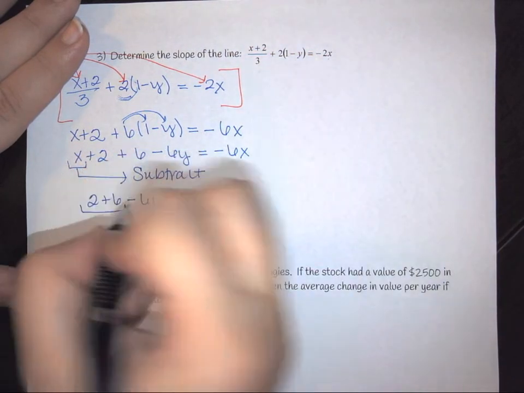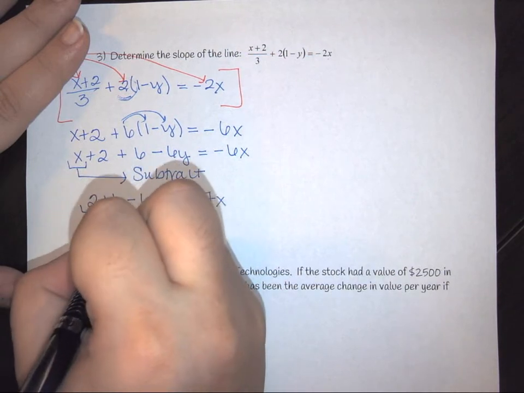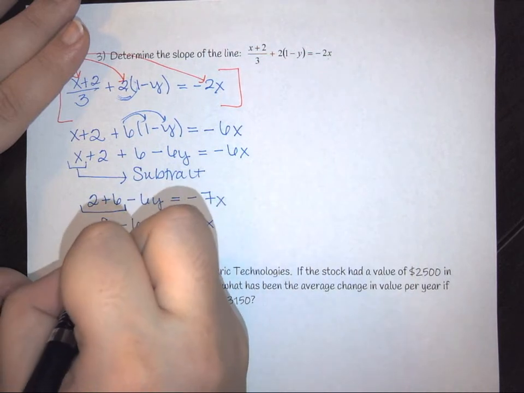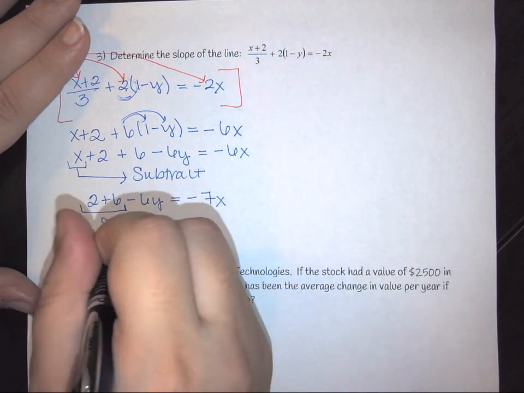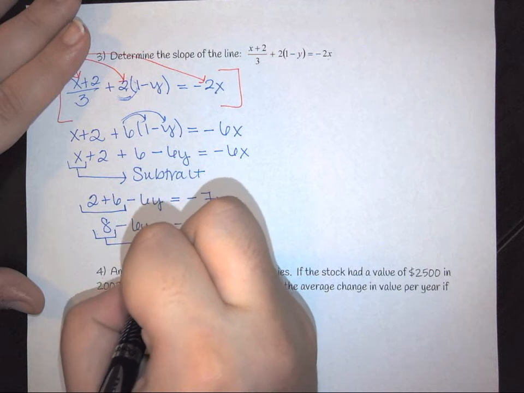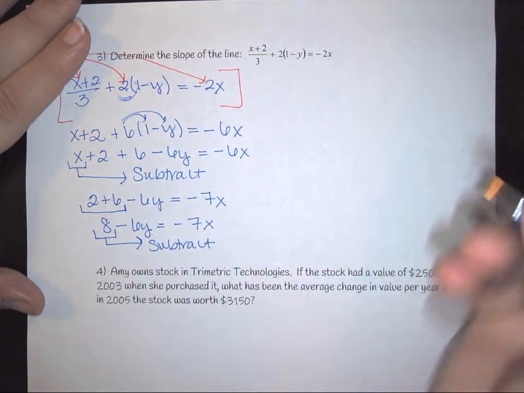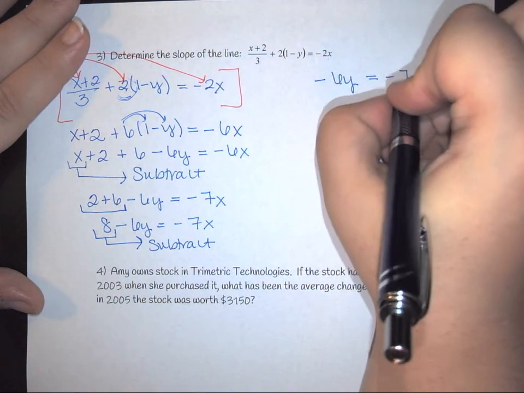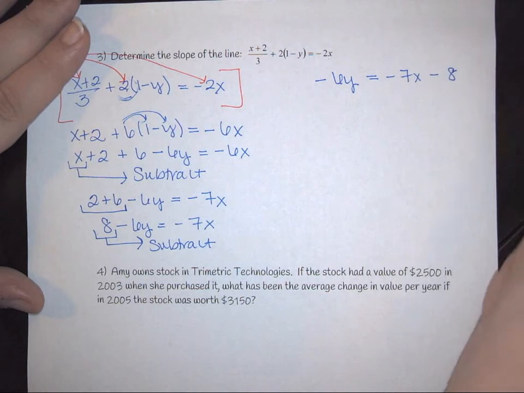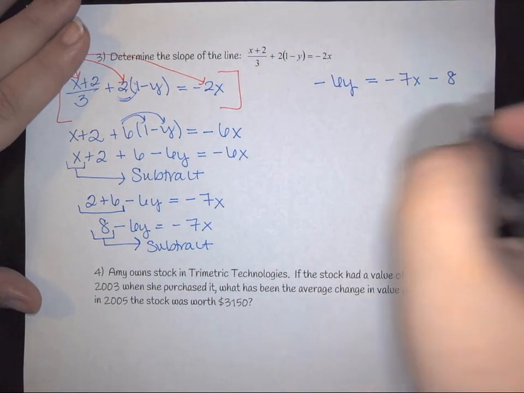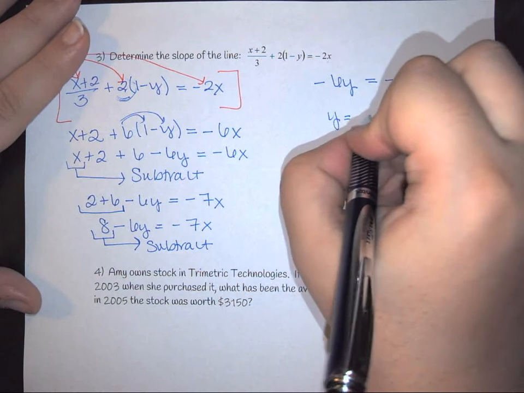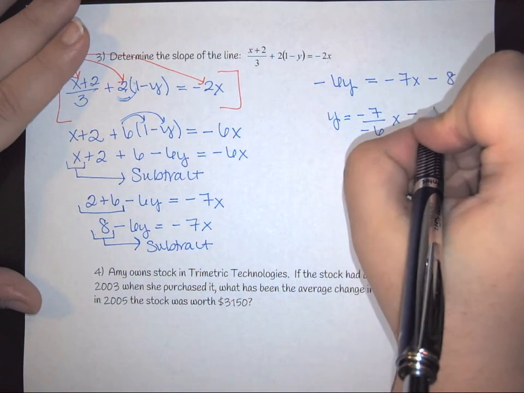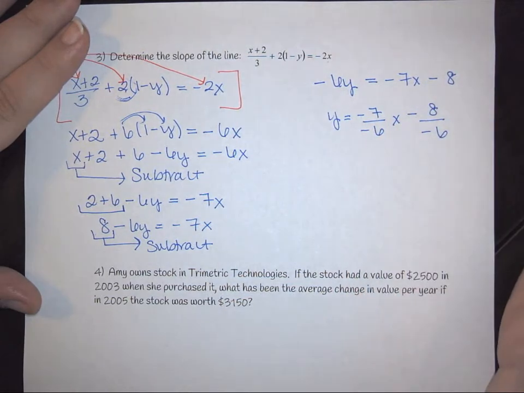I need to combine my terms. So this is 8 minus 6y equals negative 7x. Take this and move it over. Again, because it's positive, to move it I have to subtract. So I get negative 6y is equal to negative 7x minus 8. Divide everything by negative 6. So I end up with y is equal to negative 7 over negative 6 x minus 8 over negative 6.